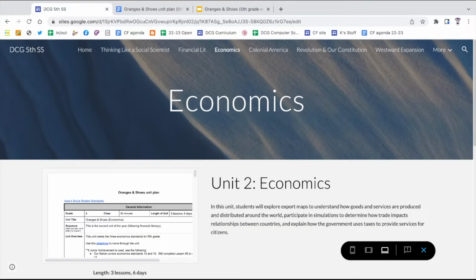Fifth grade social studies teachers. My name is Kelly and I'm going to walk you through Oranges and Shoes, the economics unit for fifth grade.